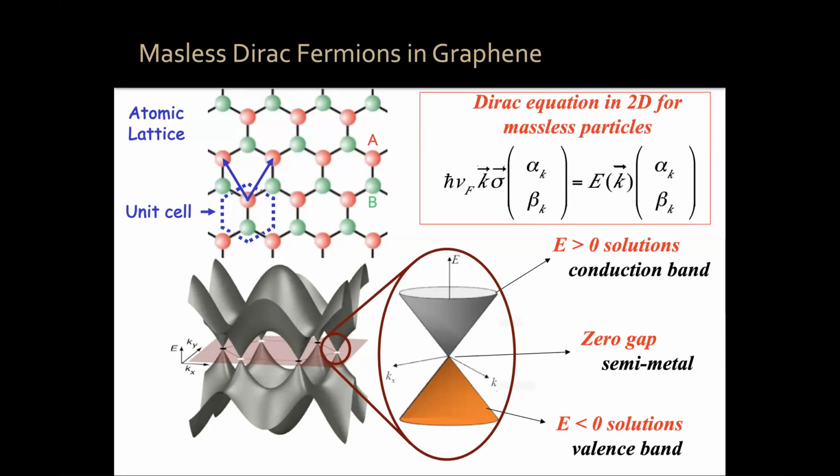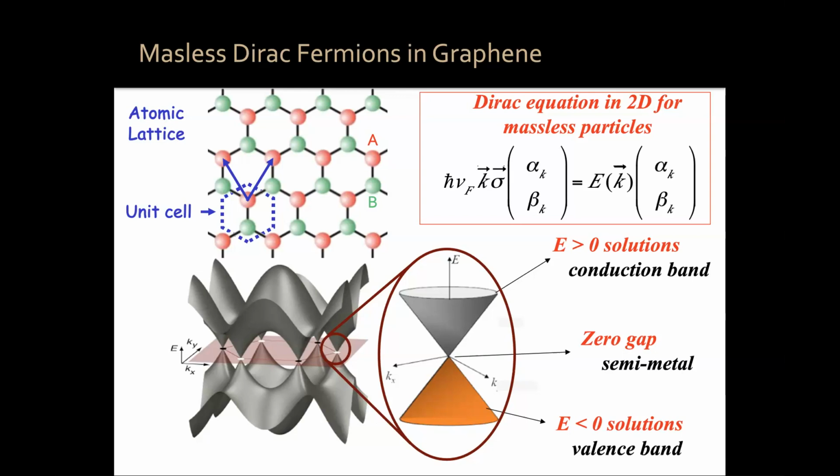In fact, the equation that describes the behavior of electrons in graphene near the Fermi energy is the Dirac equation in 2 dimensions for massless particles, okay? Where you can see here energy is linear in momentum, and this ψ, which is in the usual Dirac equation, is a spinor which tells you whether the spin of the electron is up or down.